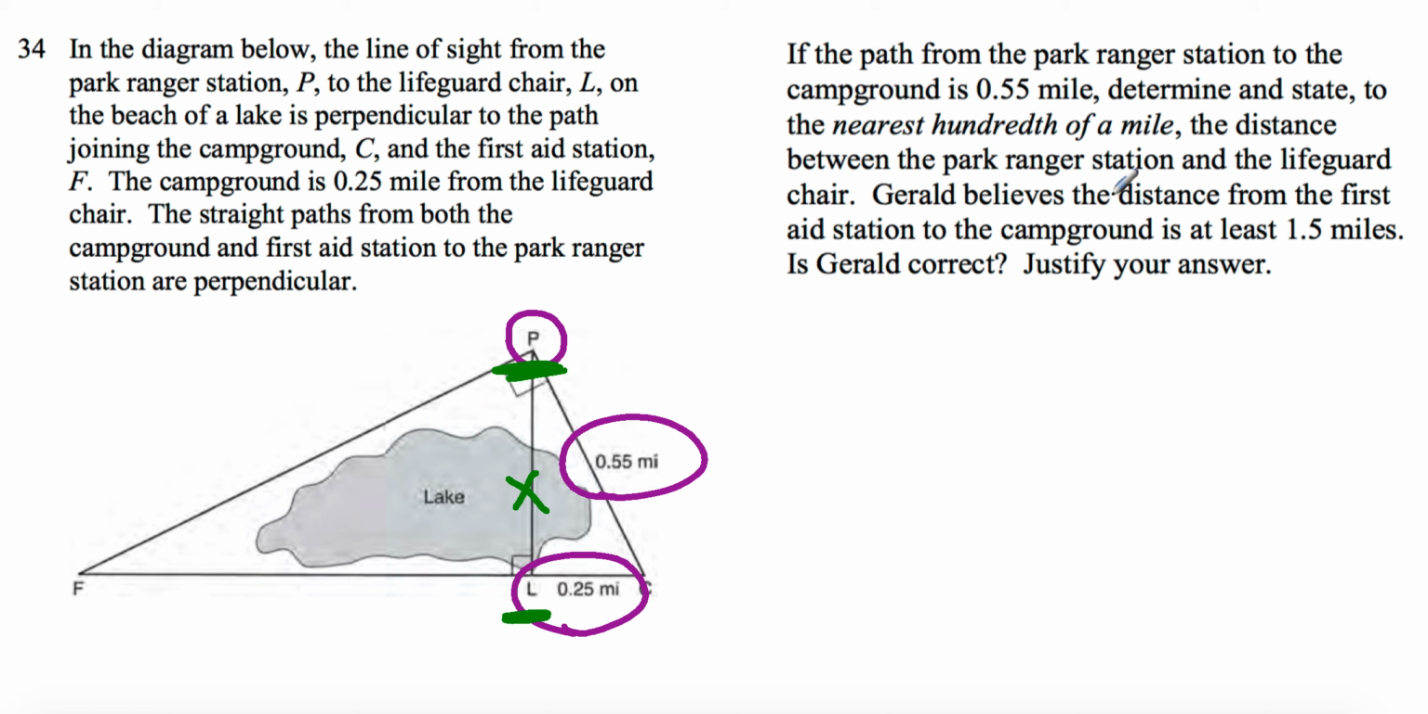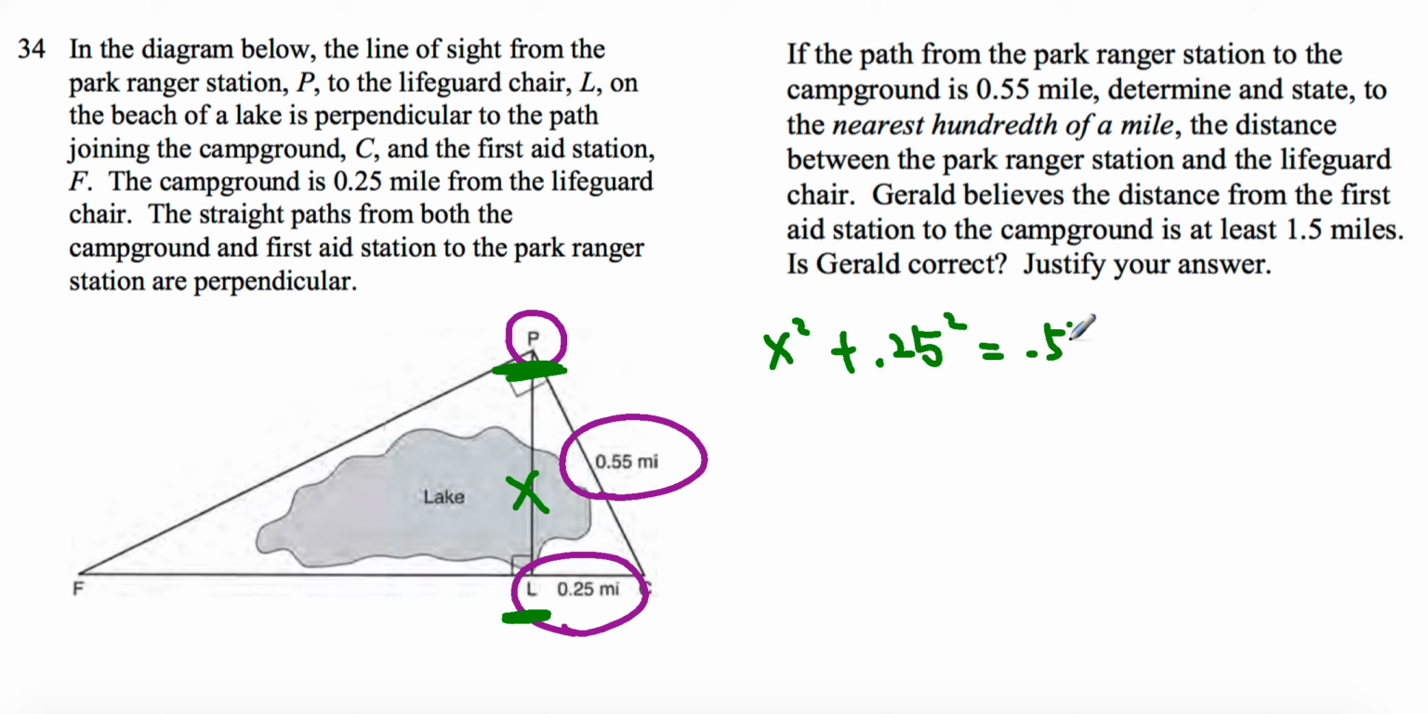Now, Gerald believes that the distance from the first aid station to the campground, which is this one, is at least 1.5 miles. Is Gerald correct? So we have two questions going on. To find x, we will be using the Pythagorean theorem.